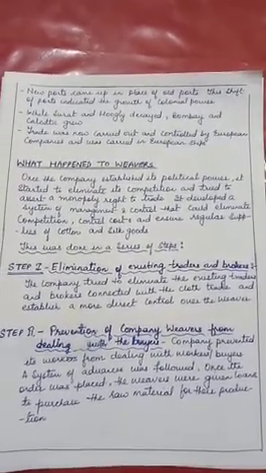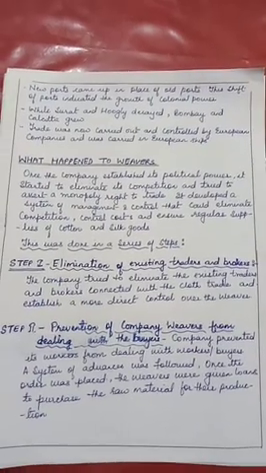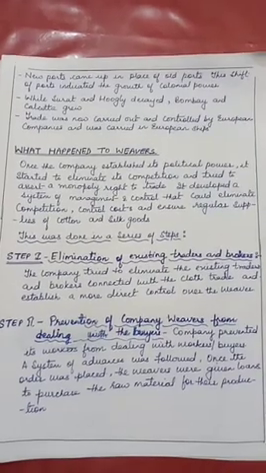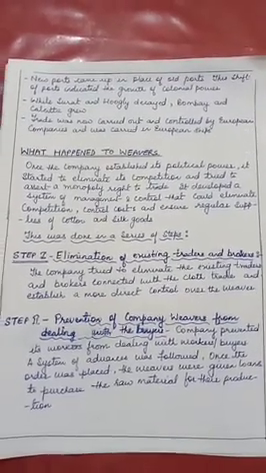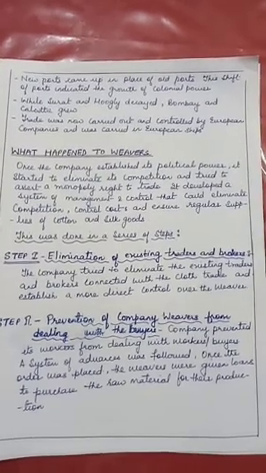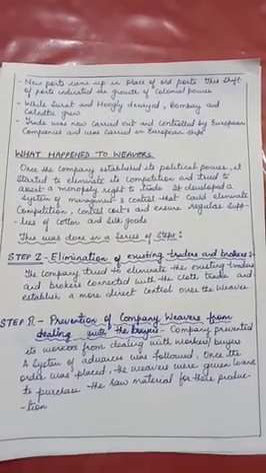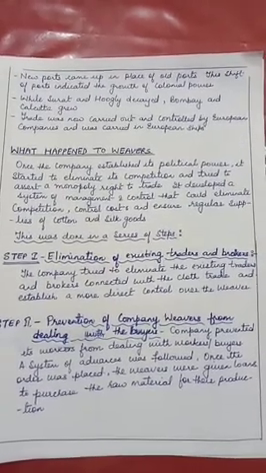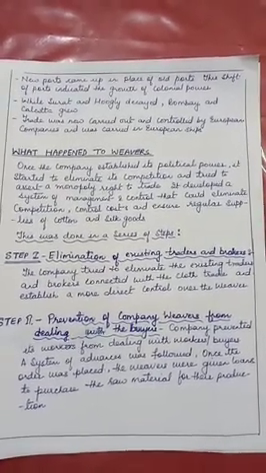Trade was now carried out and controlled by the European companies and was carried in European ships. With many of the old trading houses collapsed, those that wanted to survive had now to operate within the network shaped by European trading companies. Now, how does this change affect the lives of weavers and other artisans? Let us see what happened to weavers.